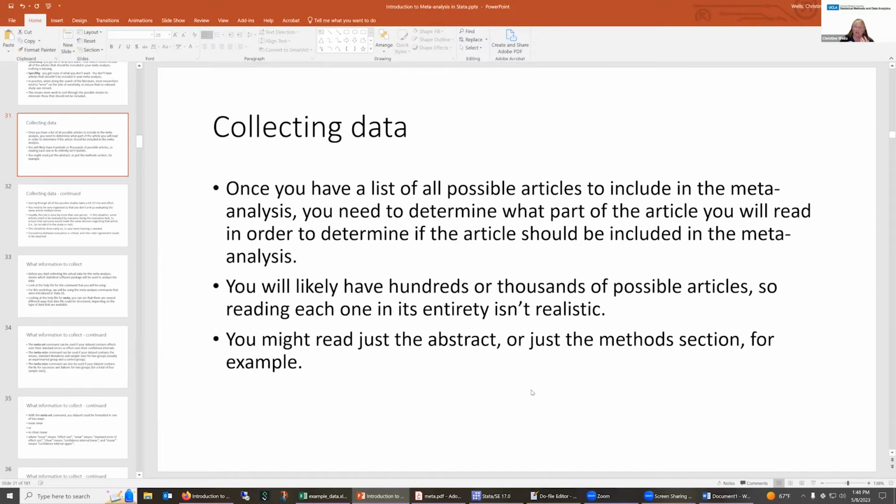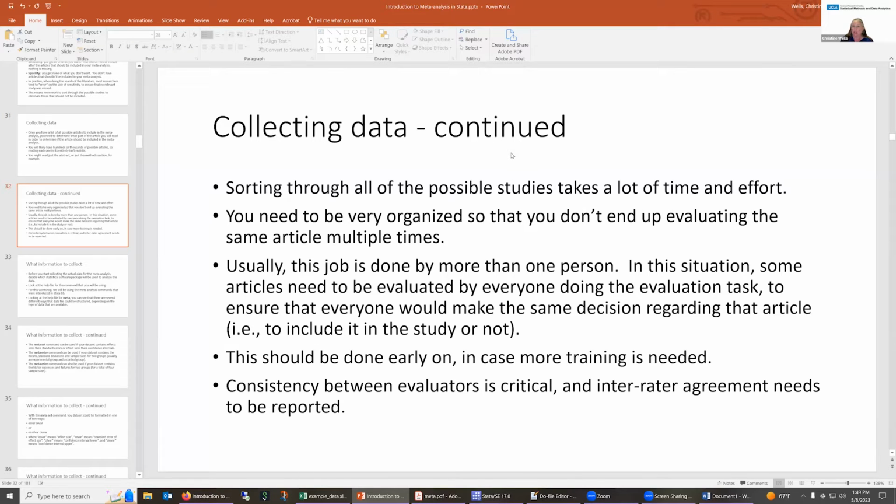Oftentimes I have found that reading just the title is typically not sufficient. You have to at least read the abstract or the method section or whatever else, but you've got to do at least some reading of lots and lots of articles in order to figure out which ones you're supposed to be including. This takes lots of time, lots of effort, and great organizational skills. The last thing you want to do is end up reading the same article a dozen times. It will happen. Been there, done that, that'll happen to you. But you want to minimize the number of times it happens to you.